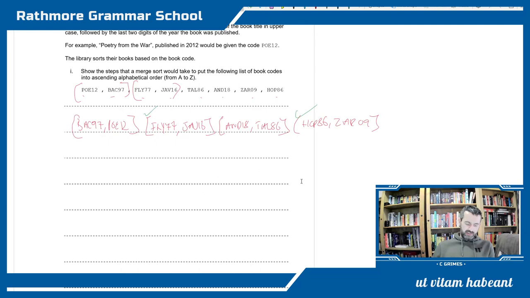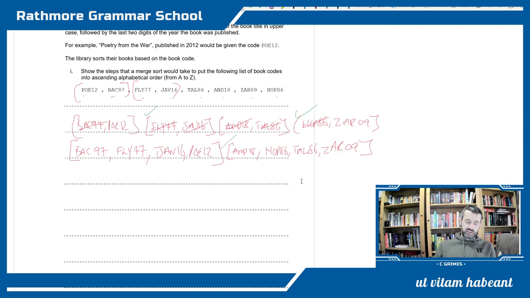So I'm going to look at B and F, and I'm going to merge back 97. And then I'm looking at P and F, and I'm going to merge fly 77. Then I'm going to look at P and J, I'm going to merge J. And that leaves the PO 12. And then the same process recurs again, a recursive algorithm. And these two, A and H, is going to be A, the AND 18, T and H, hop 86, T and Z, tal 86, and therefore zar 09. And I've now got two sorted arrays, and we got a mark point for that.